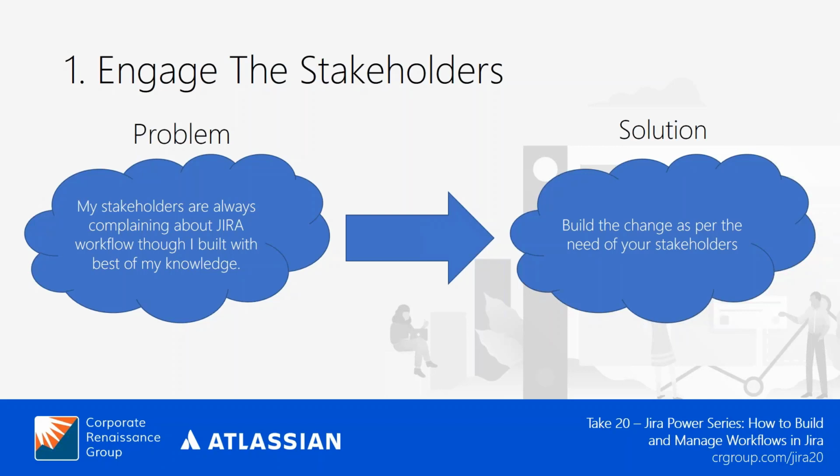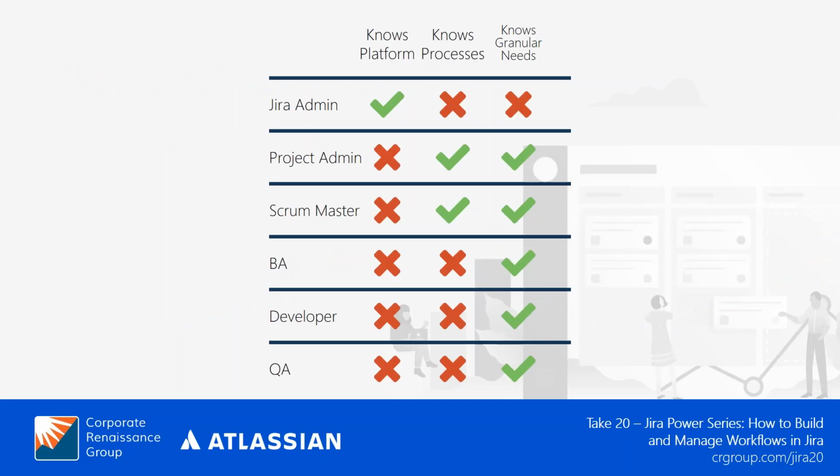And why we say that all the time is because we have figured out that there are so many roles and so many working teams to make a successful product, and there are always different degrees of knowledge about the platform of Jira and about the processes and the granular needs, so not everybody is on the same page at the same time. For example, a Jira admin may be an expert in knowing the Jira platform in and out, but he may not be very well aware of the processes and the granular needs around those processes to make a successful life cycle of the product.